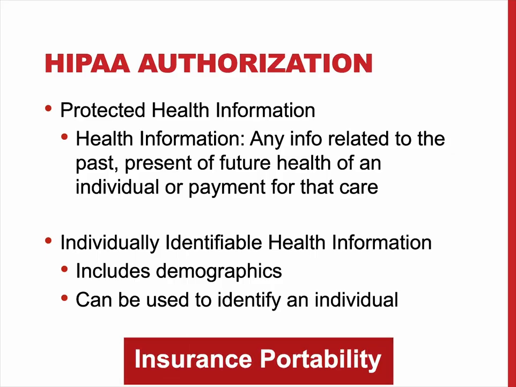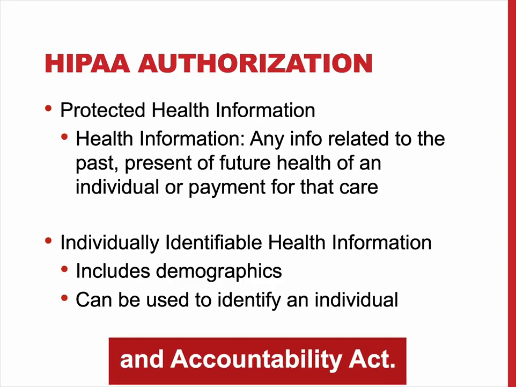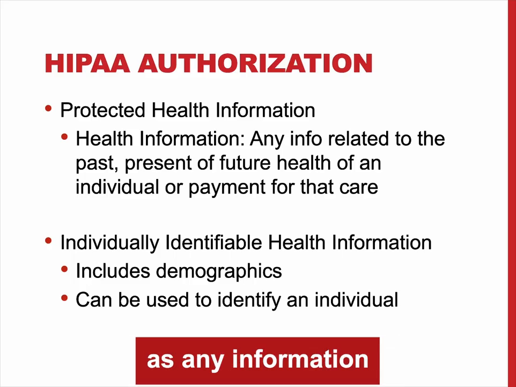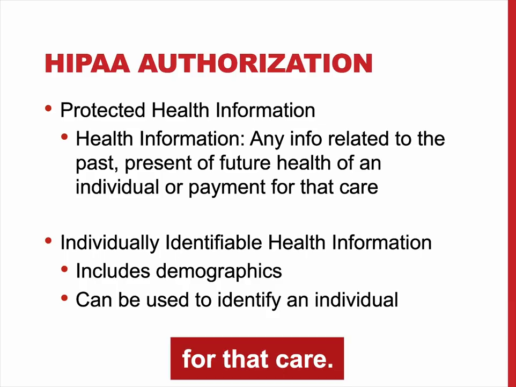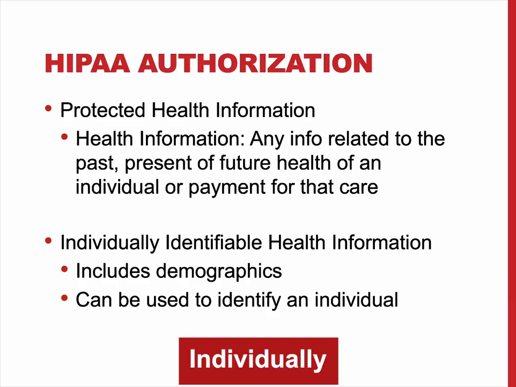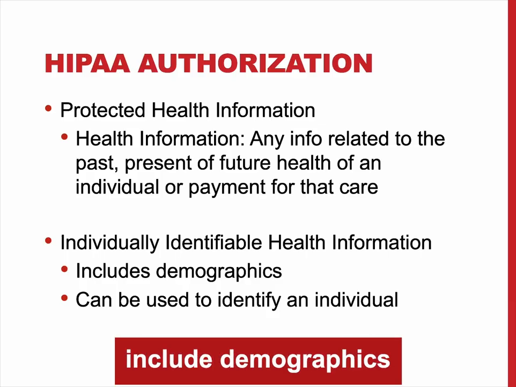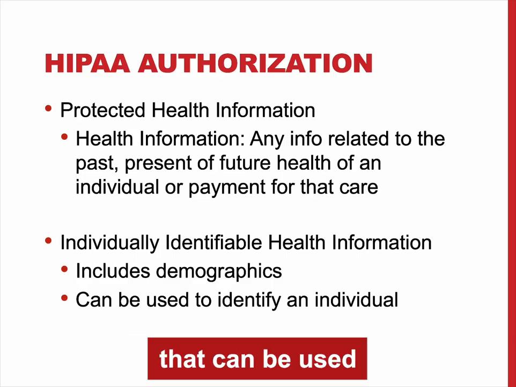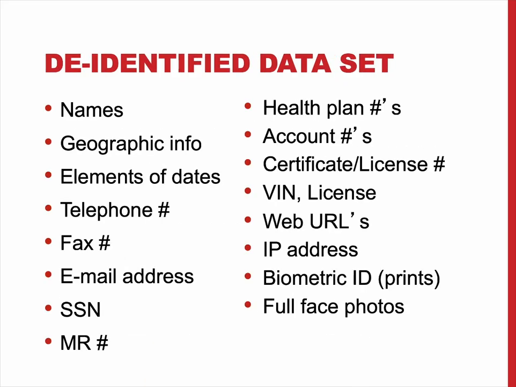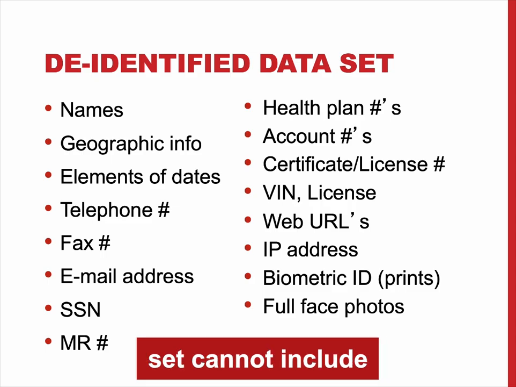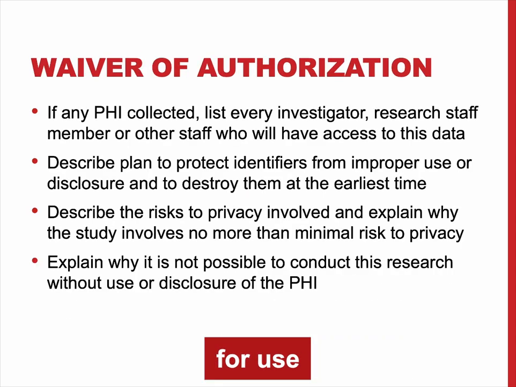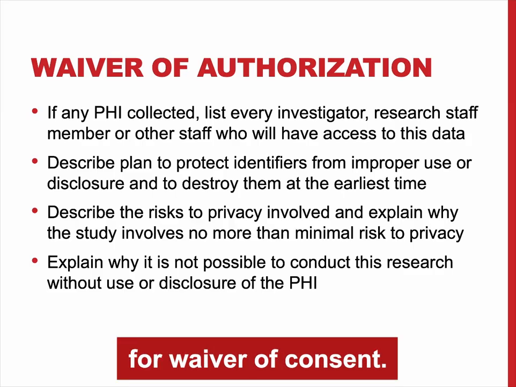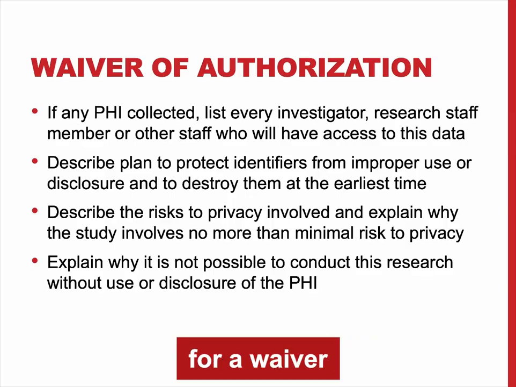HIPAA refers to the Health Insurance Portability and Accountability Act. Protected health information is defined as any information related to the past, present, or future health of an individual or payment for that care. Individually identifiable health information includes demographics and any information that can be used to identify an individual. A de-identified dataset cannot include any of the following. Note: waiver of authorization for use of protected health information is part of the same NYU form for waiver of consent.